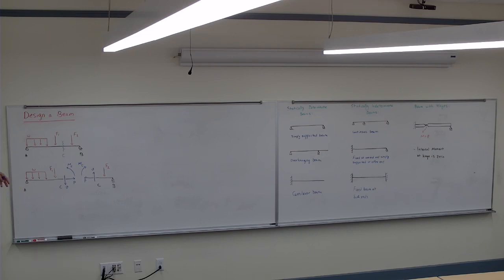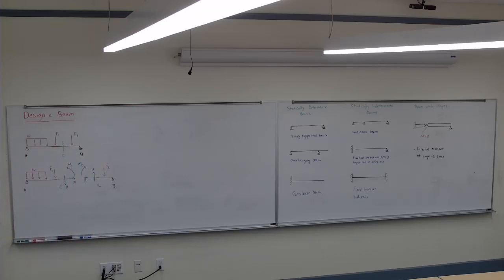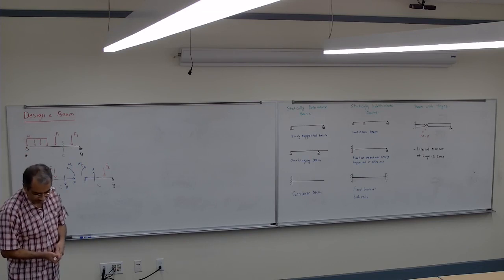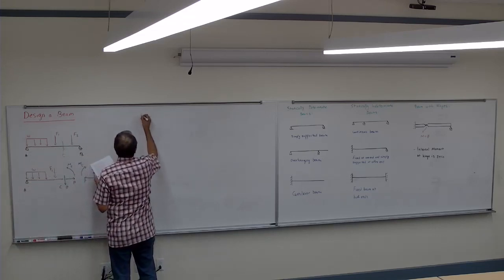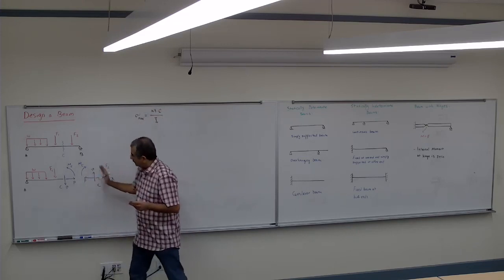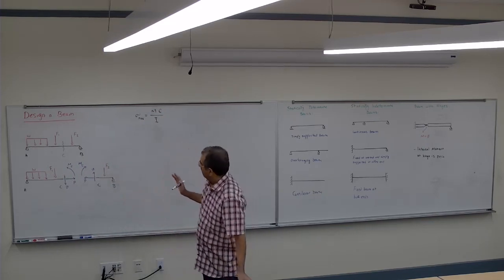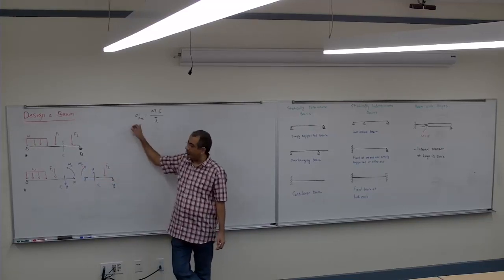So in this case, first we are looking at the moment. I want to make sure that the beam we are designing doesn't fail about the moment. So I want to make sure it's not failing there, so I have to go and find the sigma. And what was the sigma? The sigma was MC divided by I. If I want to make sure that the beam does not fail in bending, I have to go ahead and find the maximum sigma in that beam.